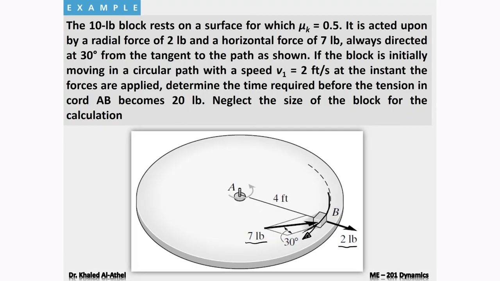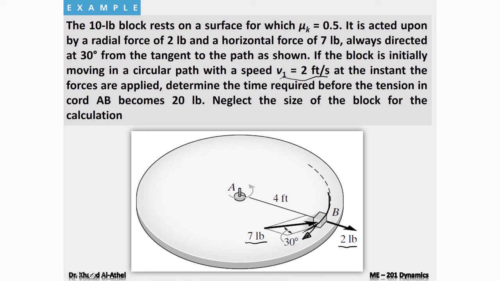Okay, now to solve the problem, what is asked for me to find is the time required before the tension in the cord becomes 20 pounds. Now, if I go to the principle of angular momentum, keep in mind that I do not have information about the final velocity. I only know the initial velocity, which is the one given to me in the problem as 2 feet per second. So therefore, I need to find the final velocity first. The final velocity occurs when the tension becomes 20 pounds. So I need to find the velocity at that instant.